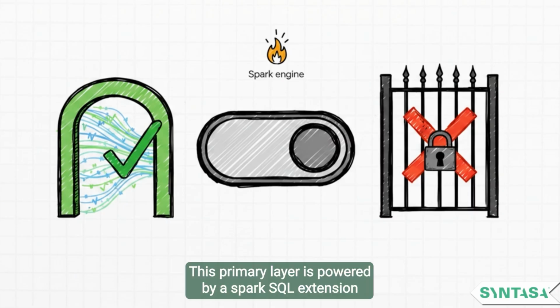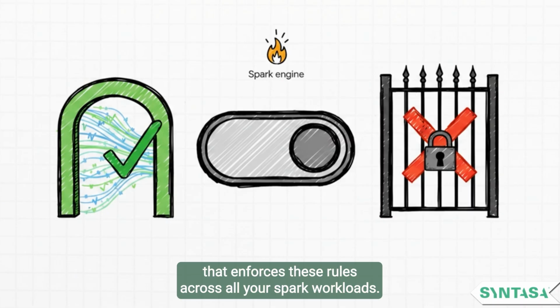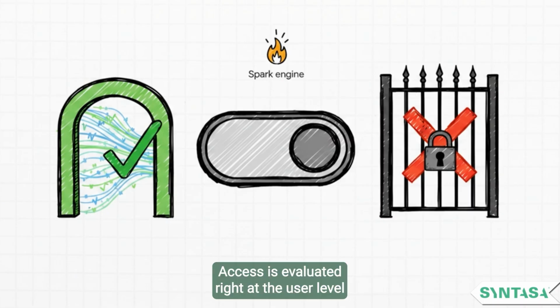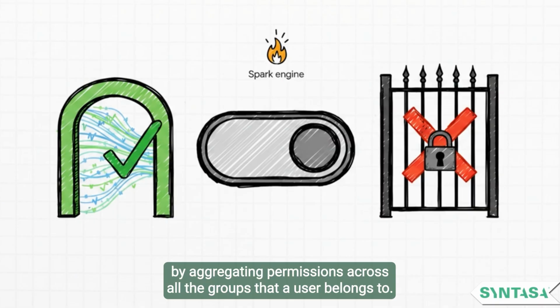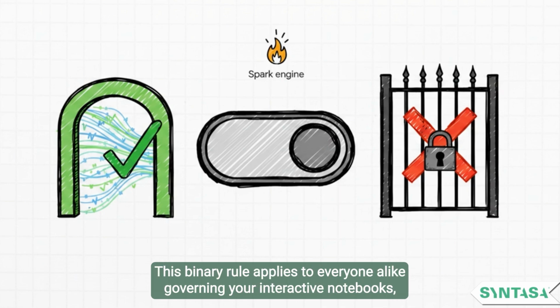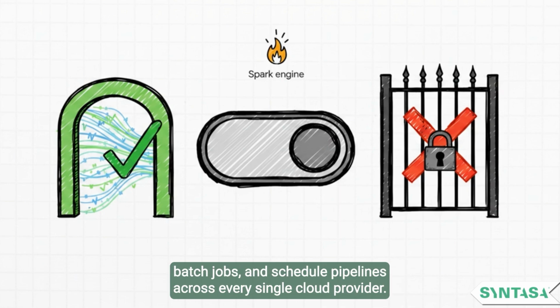This primary layer is powered by a Spark SQL extension that enforces these rules across all your Spark workloads. Access is evaluated right at the user level by aggregating permissions across all the groups that a user belongs to. And honestly, it doesn't even matter if you're an admin or a standard user, this binary rule applies to everyone alike, governing your interactive notebooks, batch jobs, and scheduled pipelines across every single cloud provider.